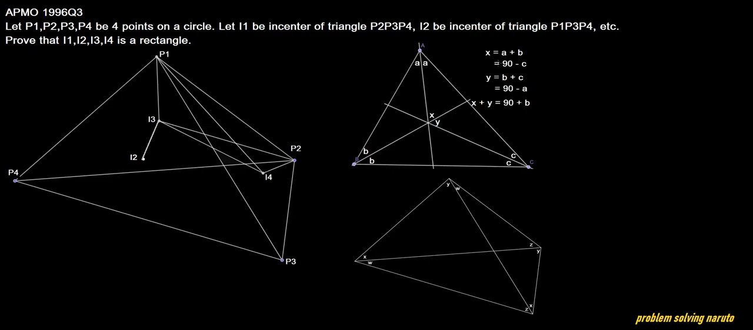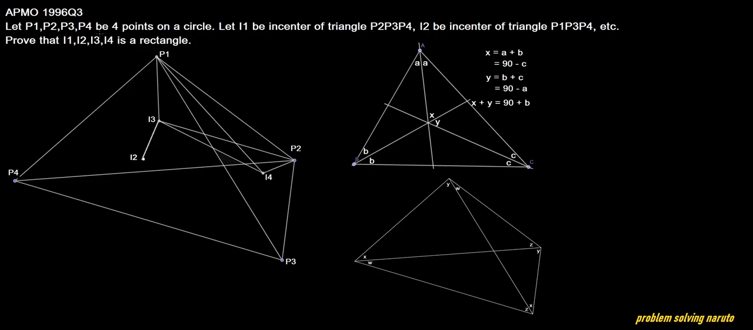That would be equal to 90 minus C. Similarly, Y would be 90 minus A. If you add these, X plus Y, you will get a plus b plus b plus c, which gives you 90 plus b. So if this is B, then this angle will be 90 plus B. That's the fact we are going to use.